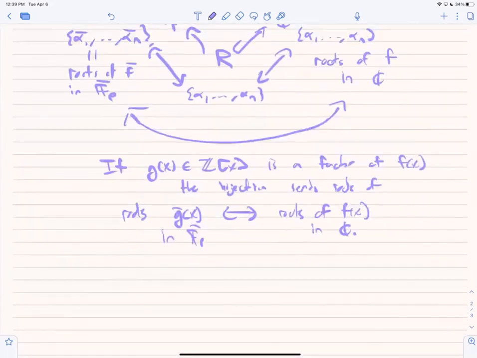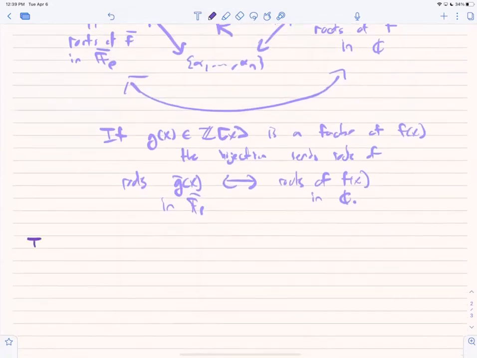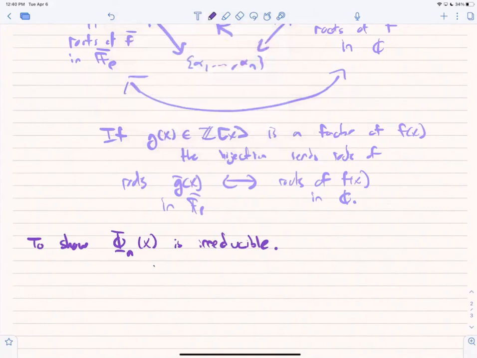And so how do we use this? To show phi n of x is irreducible, how do we do this? Well, we say let g of x. First, we have this bijection. So here, let me write zeta for the roots in C.